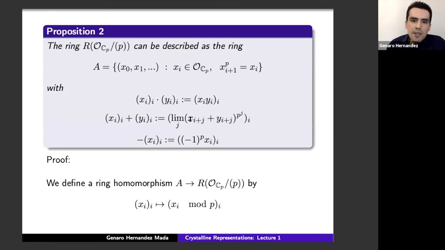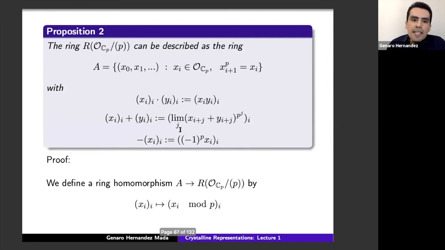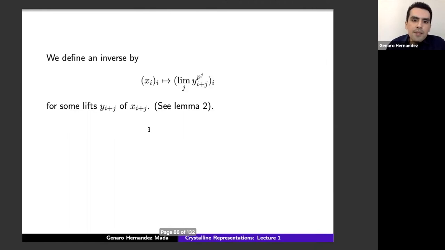Is that sequence for the sum, right? So it's not that weird. It's actually what we need. That's it. Because when we see that the inverse is given like this, it's clear that it's going to be an isomorphism because it's the inverse, right?